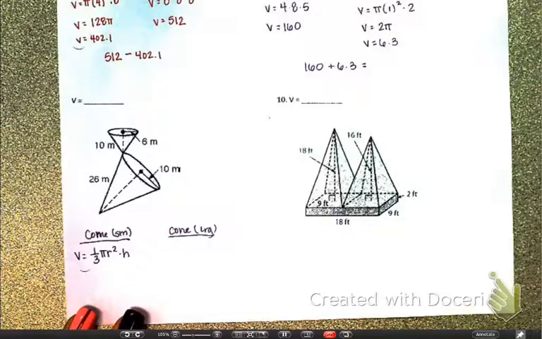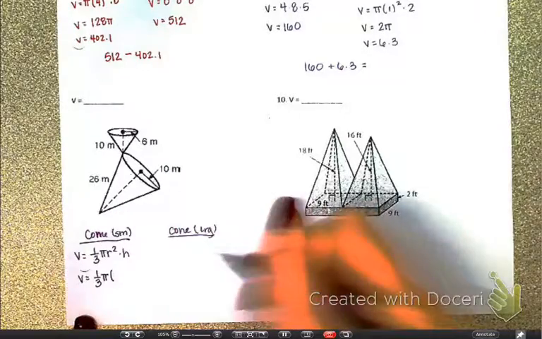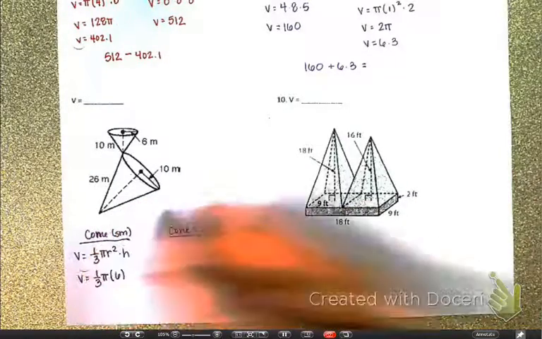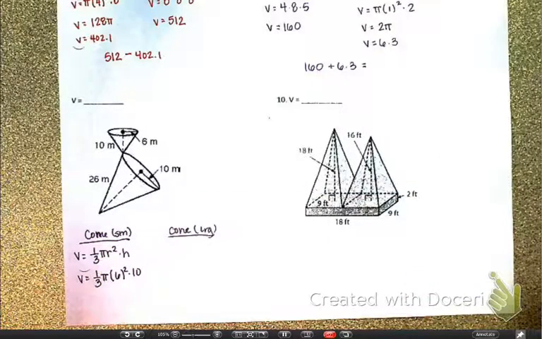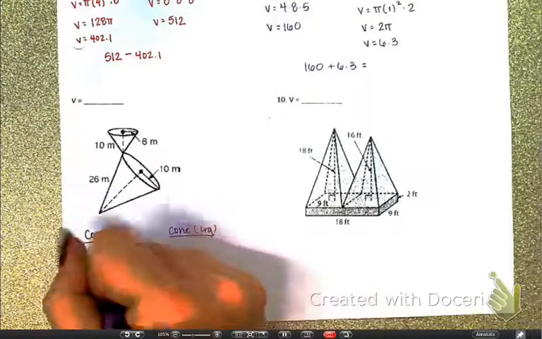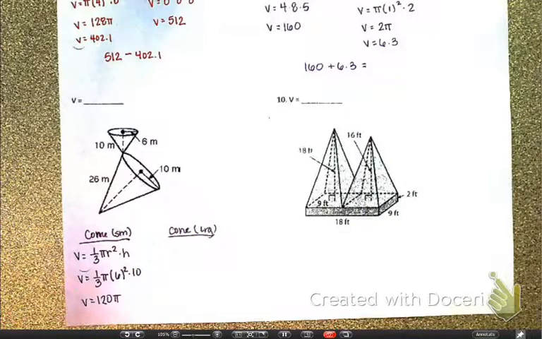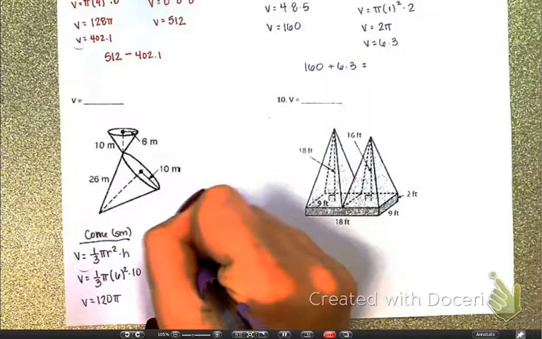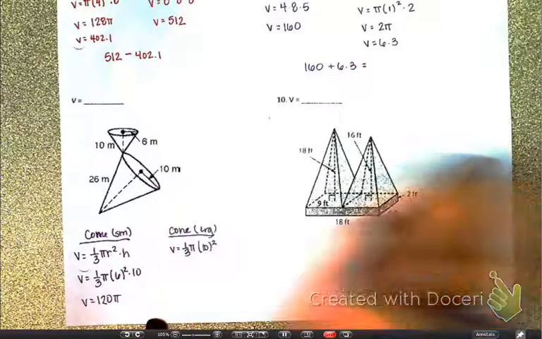So, looking at the small cone, 1/3 pi, what's my radius? 6. What's the height of the cone? 10. Okay, so 6 squared is 36, times 10 is 360, divided by 3, what'd you get? 120 pi, right? The large cone uses the exact same formula, except what is my radius now? 10. And my height is 26.